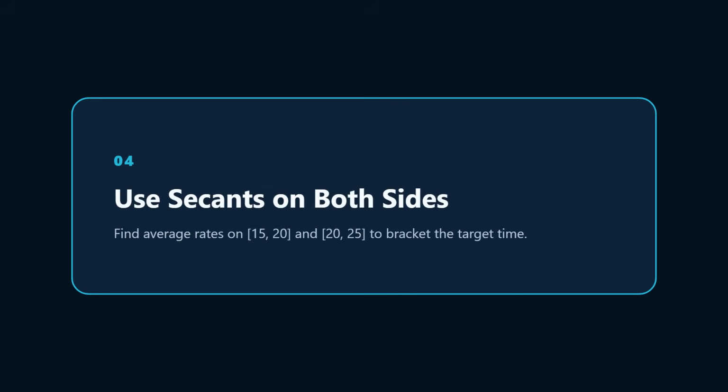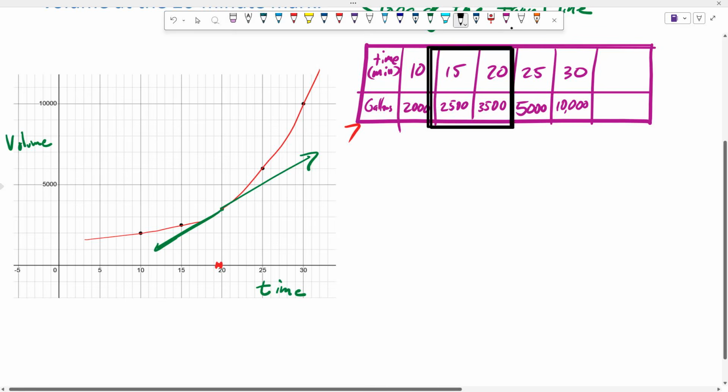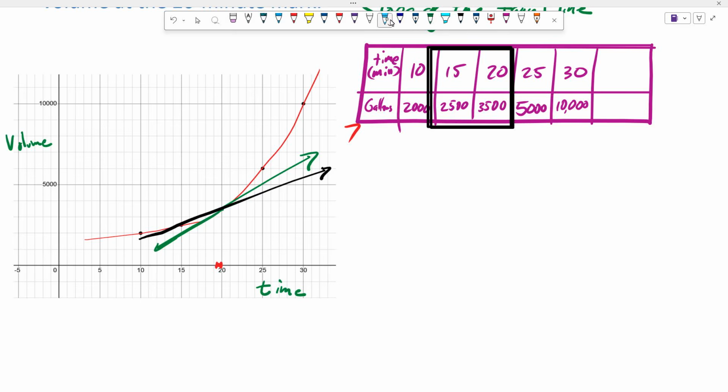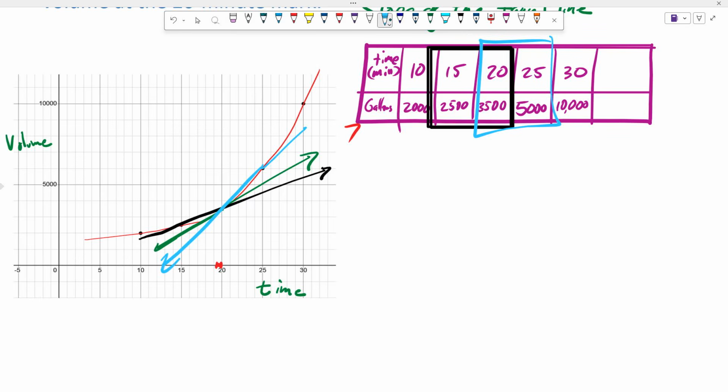So we find the average rate of change between these two, and that would give us the slope of that line. And then do the same thing between 20 and 25, which would give us the slope of that line. And then do what with that? You add them up and divide them by 2. Yeah, average those. I like that. Any other ideas?